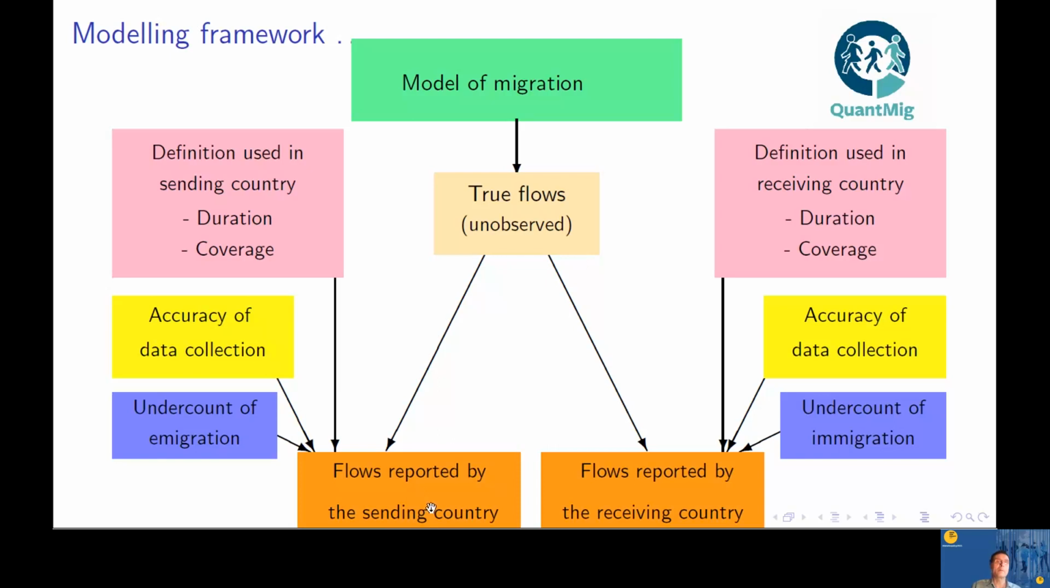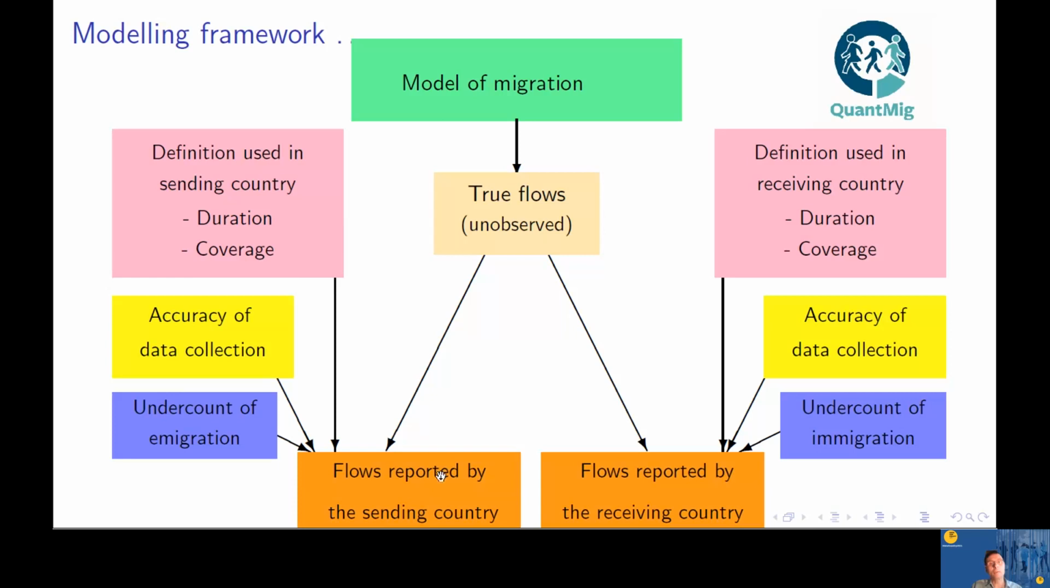So the true flows will be perturbed because, for example, the country is using a different durational definition, permanent rather than 12-month, or is perhaps covering not all the subpopulations that are included in the new UN definition. They may be perturbed because of the undercount. So if there is undercount, then the reported flows will be lower than the true observed flows, and there will be some variability introduced by the accuracy of the data collection method if it's a register or a survey.